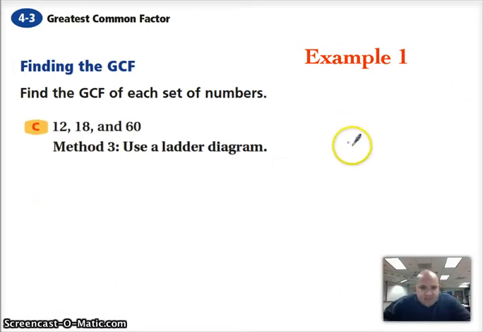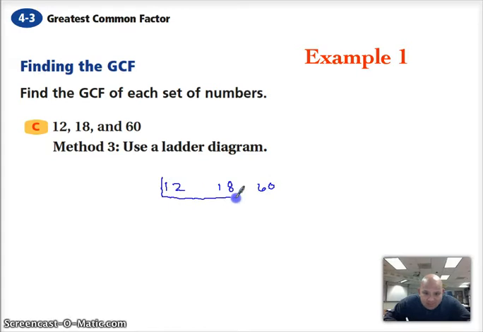The next method is the ladder diagram, which we've seen in the past. But this time, instead of putting one number inside the ladder, we're going to put all three numbers. Check this out. We're going to put 12, 18, and 60 in this ladder. When we choose our first prime number, remember you're only using prime numbers when you're doing the ladder.